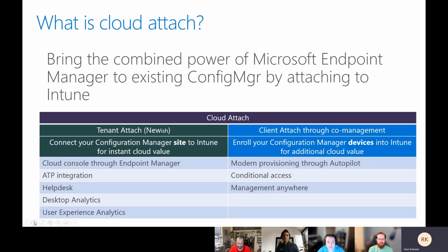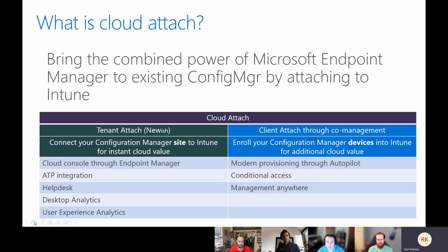So there is tenant attached, which is on the left, which gives you a set of capabilities. Tenant attached is something you enable on ConfigMgr and gives you a set of capabilities. Co-management is another and gives you another set of capabilities. And the capabilities are listed in there. So what I want to really highlight here is that the capabilities that you get with tenant attached are completely different than the capabilities that you get with co-management.